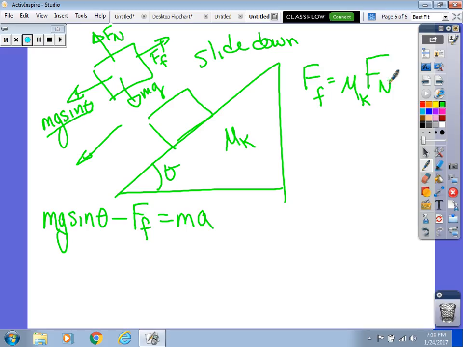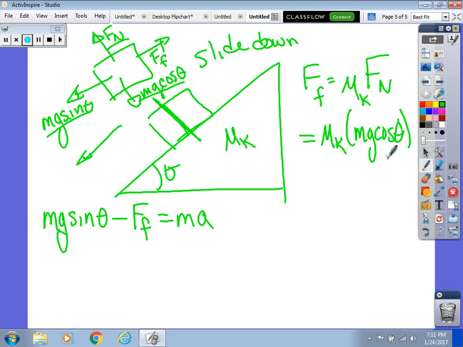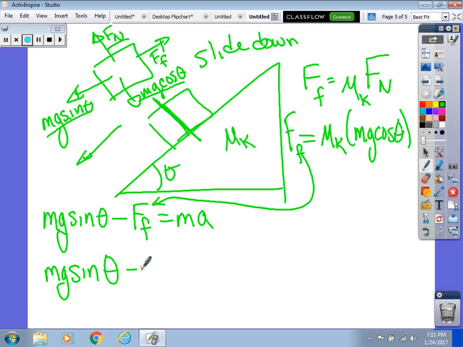The push of the surface on the box. Well, here we go. This is mg sine theta. This guy's mg, sorry about that, cosine theta, right? That's the other component that holds it to the incline. Since it's not jumping off of the incline or falling through the incline, these two guys must be the same. So now I can make a substitution over here and say mu k times the normal force, which is mg cosine theta. That's how we calculate the force of friction. Now I can plug that in here. So I have mg sine theta minus mu k times mg cosine theta is equal to ma.